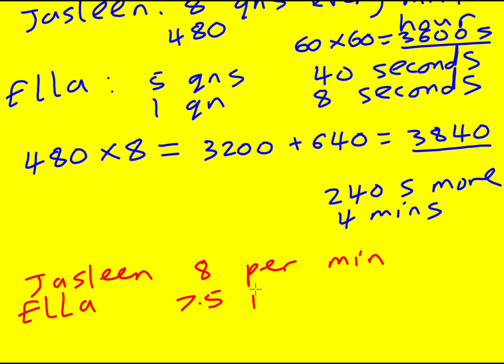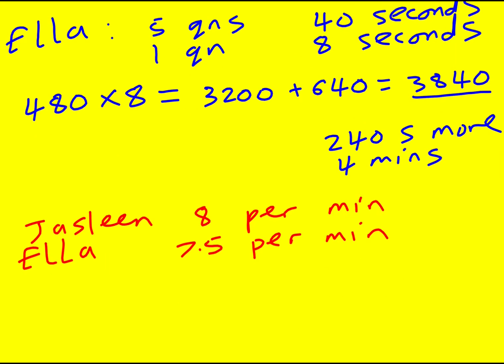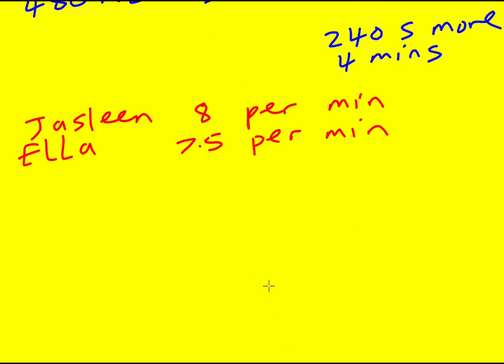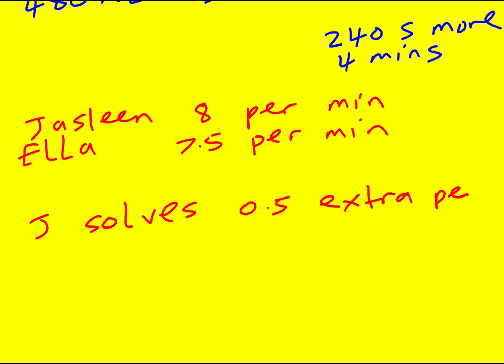Okay, so that little aspect is a bit harder. But then we can see how many extra in an hour, basically. So it's 0.5. Jasleen solves 0.5 extra per minute. If we times that by 60, it's going to be 30 extra per hour.